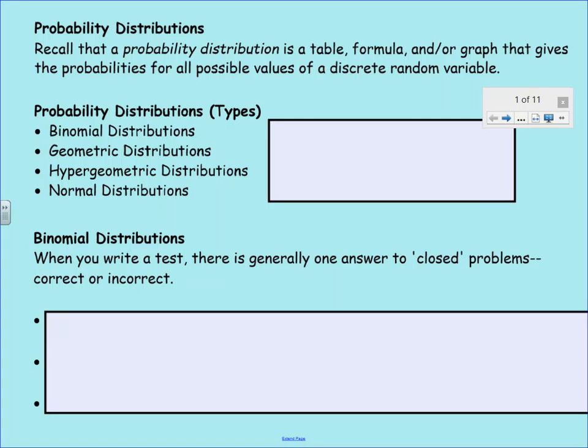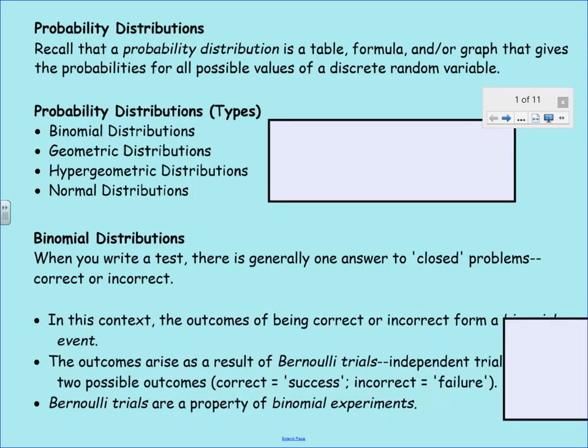Okay, so when you start working with different problems that require a binomial distribution, there are a few things you need to keep in mind. When you are writing a particular test, say for example, usually there's one answer to a closed problem. A closed problem is one that simply has kind of a yes, no, true, false, right, wrong type of answer to it. It's not an open problem. So for these types of questions, what you want to take note of is the following.